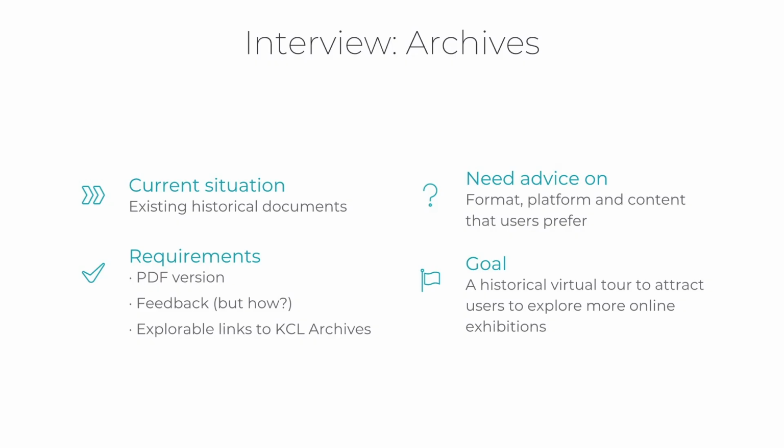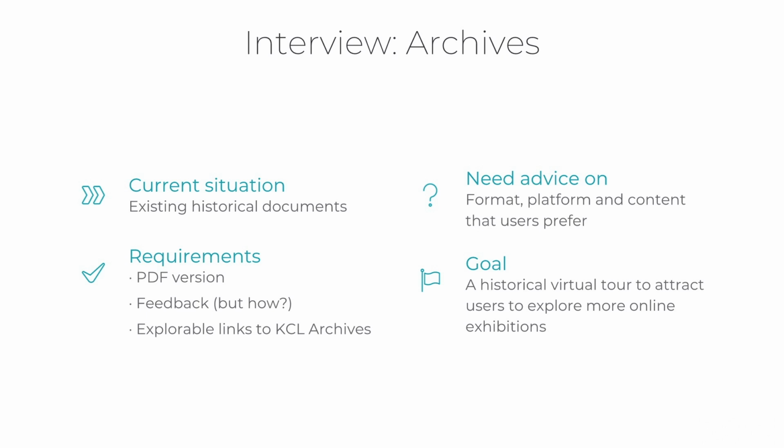Firstly, the current situation is that Archives has documents for users to learn about the history of King's, but they want a more interactive and attractive online virtual tour, like a video or walking tour. So what they want to know is the format, platform, and content that users prefer. For example, the device, the guidance, the length, the form of the freedom to move, etc. And Archives think the PDF version, explorable links, and how to collect feedback are necessary to be considered. Finally, the goal of Archives is to bring a historical virtual tour for users to attract them to explore more online exhibitions.